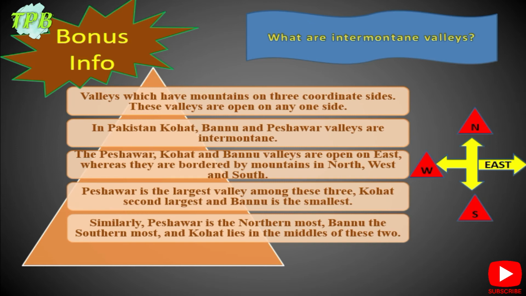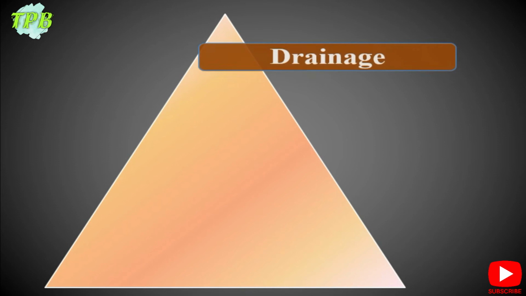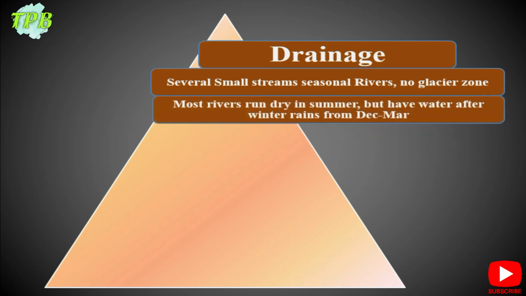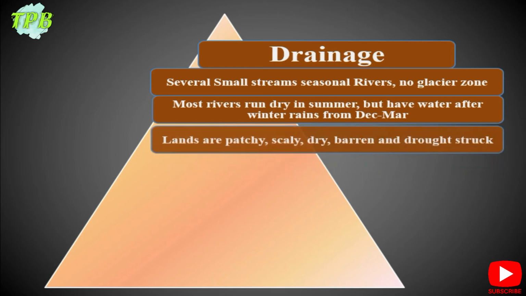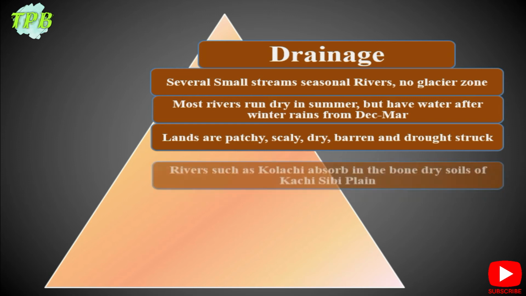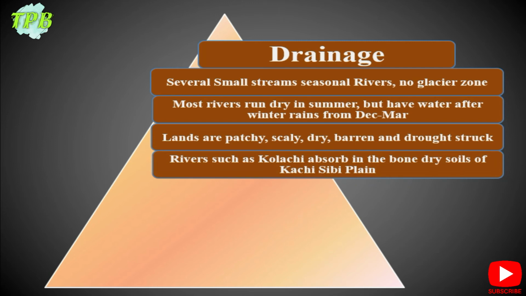Let's talk about the drainage of Western Mountains. There are several small streams and seasonal rivers flowing here. This is a no glacier zone because it falls below the snow line. Most rivers run dry in summer but have water after winter rains from December to March. The lands are patchy, scaly, dry, barren and drought-struck most of the year. Rivers such as Kolachi are absorbed in the bone-dry soils of the Kachi Sibbi plain.